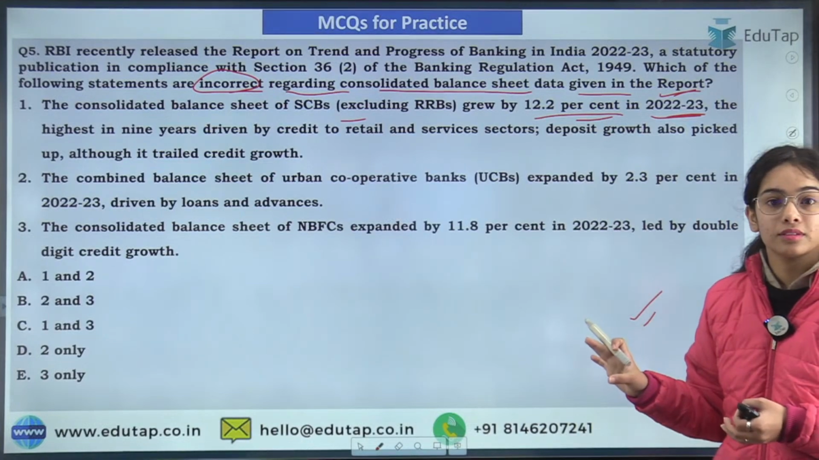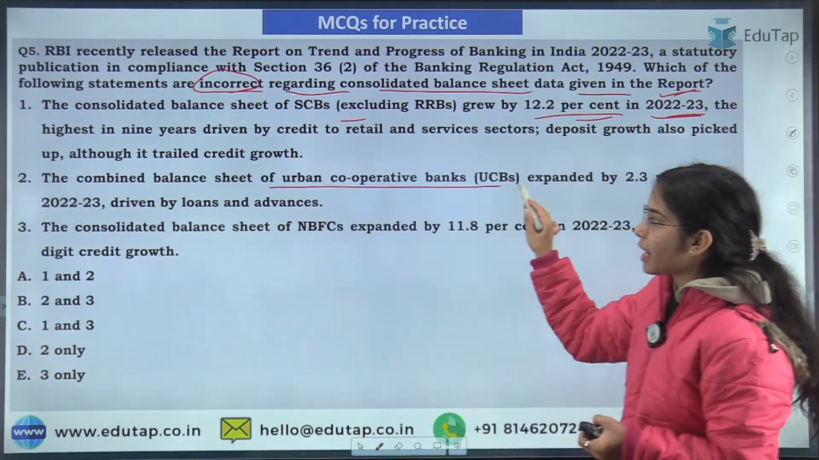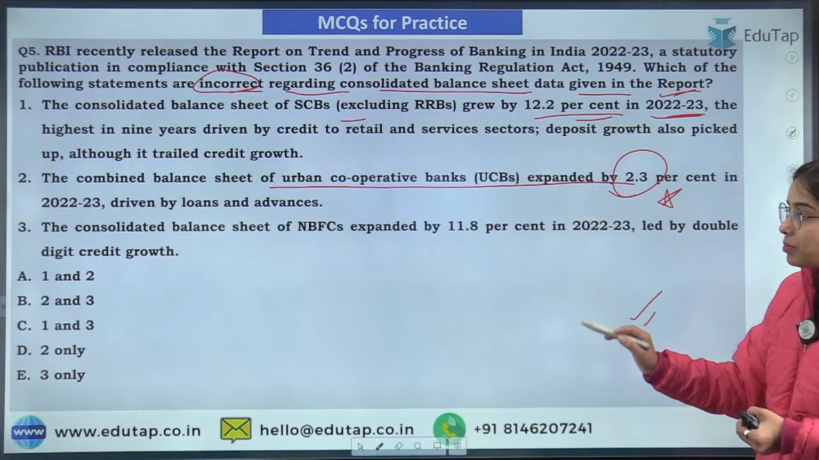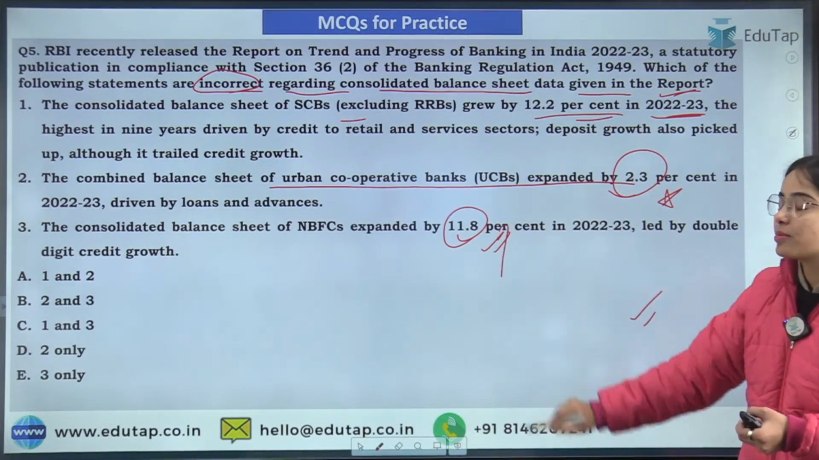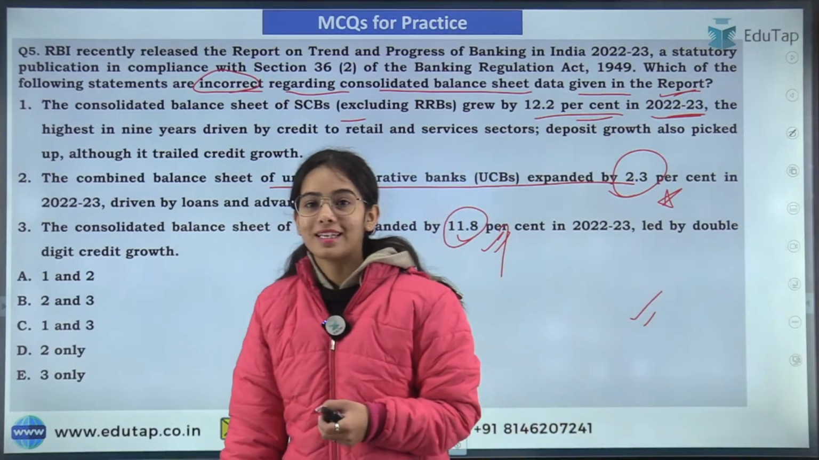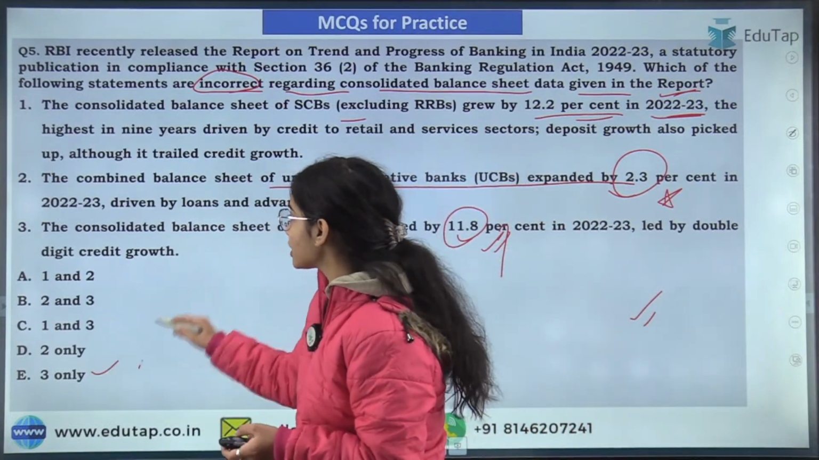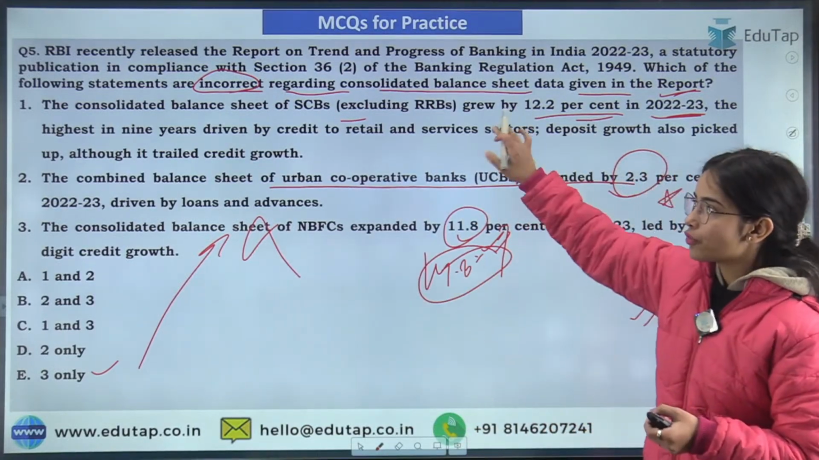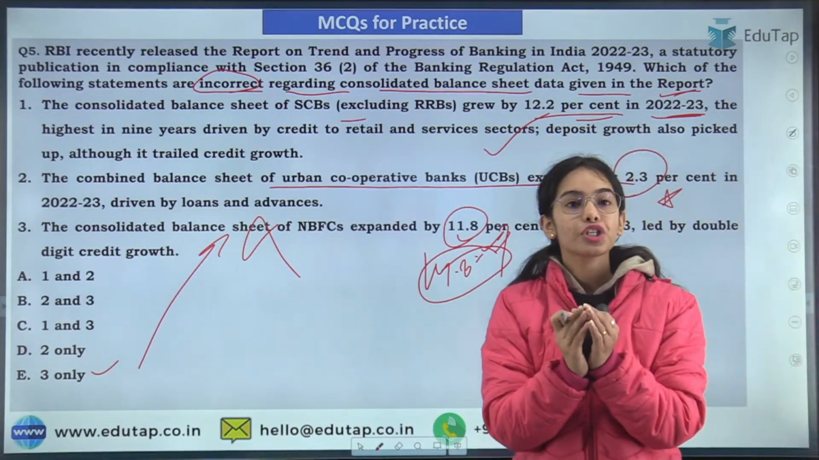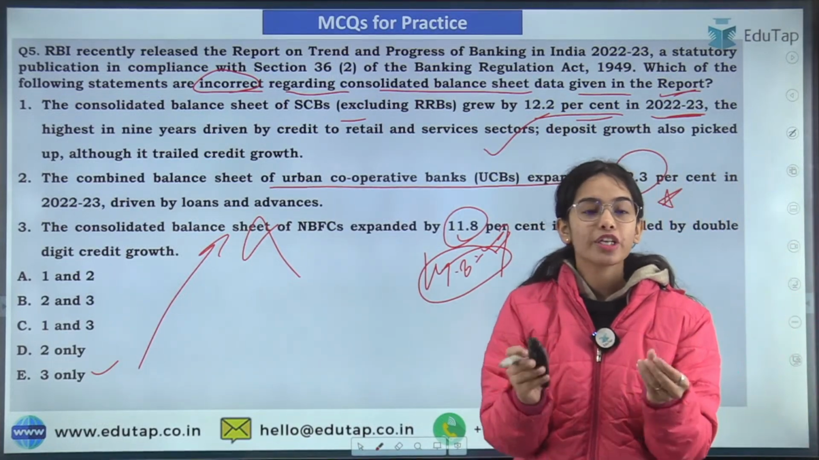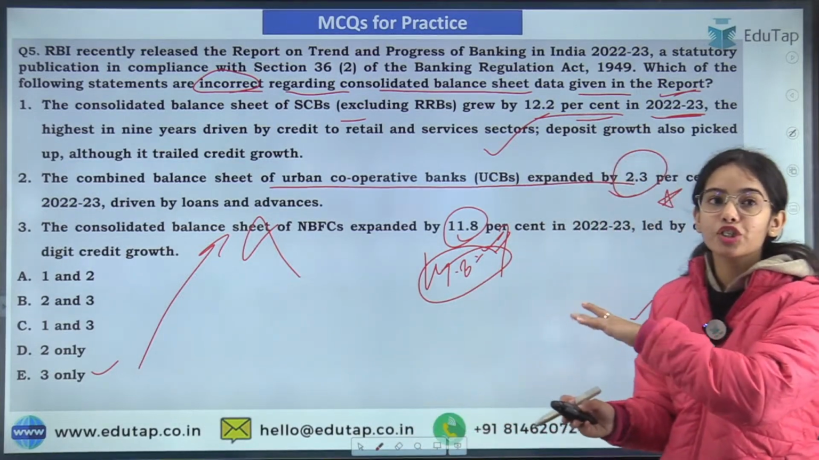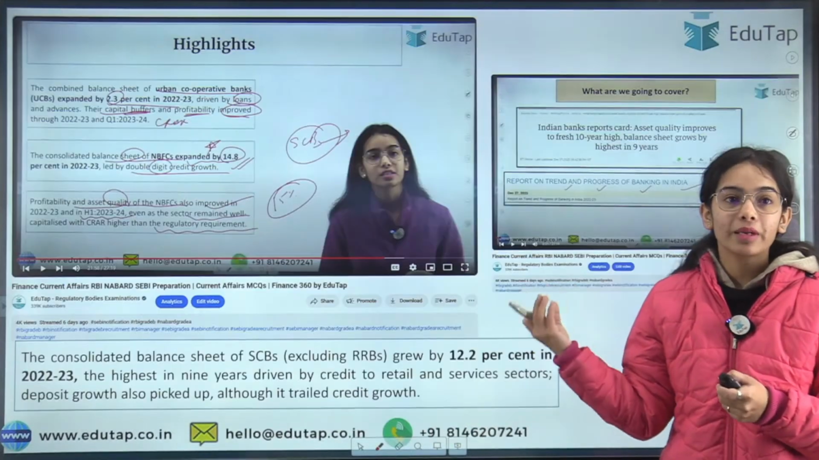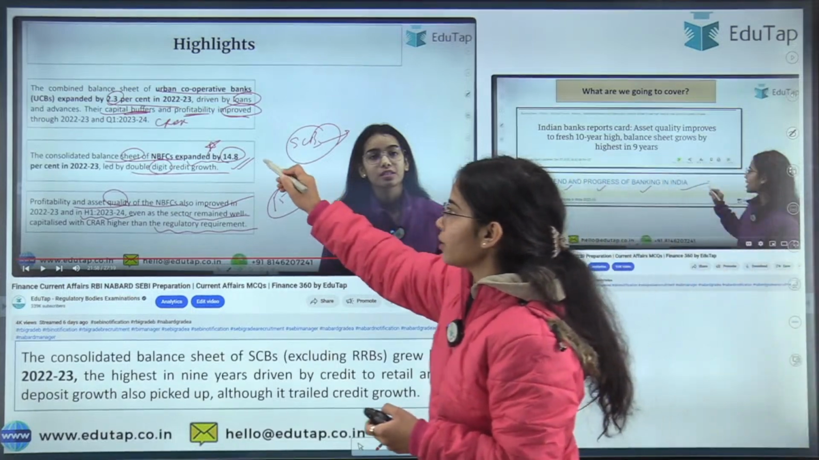Is it correct? Then coming to the second statement, the combined balance sheet of urban cooperative banks has expanded by 2.3%, and the consolidated balance sheet of the NBFCs has expanded by 11.8%. So here, yes, only E is the answer. That means only the third statement is incorrect, as the data point should be 14.8%. The first statement is correct, that the consolidated balance sheet of all the scheduled commercial banks on average grew by 12.2%. The combined balance sheet of urban cooperative banks expanded by 2.3%. The consolidated balance sheet of the NBFCs expanded by 14.8%.